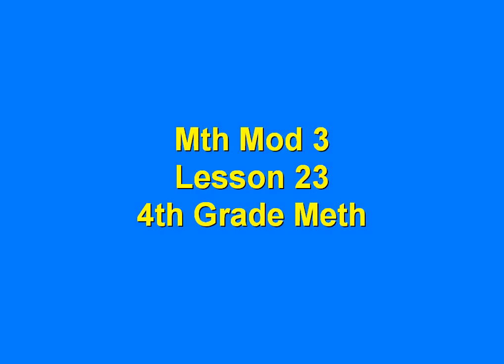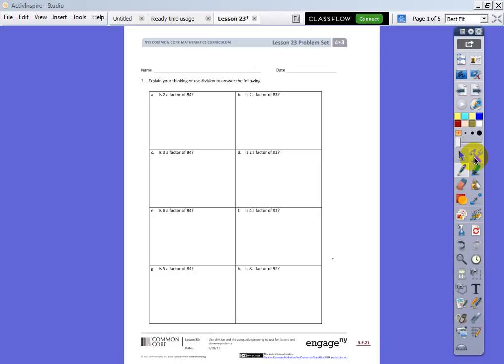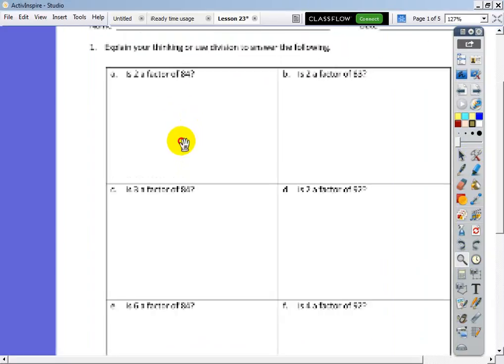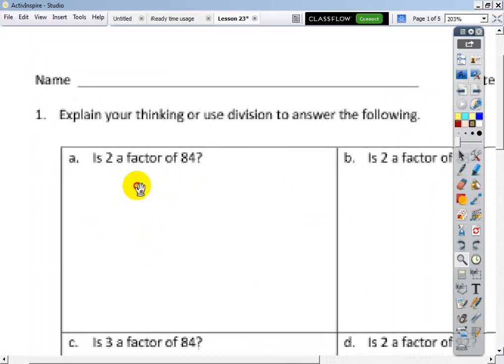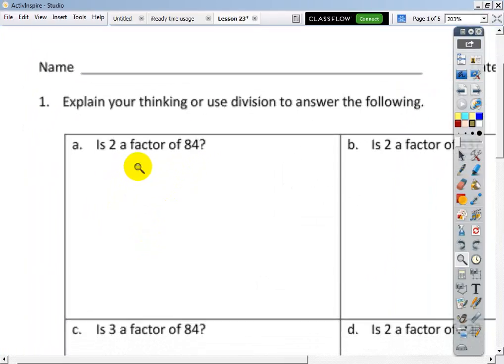All right, guys, lesson 23. Let's see. Going to do more with the prime and composite numbers today. Question 1 says to explain your thinking using division to answer the following. If we look at the first question, it said, is 2 a factor of 84?